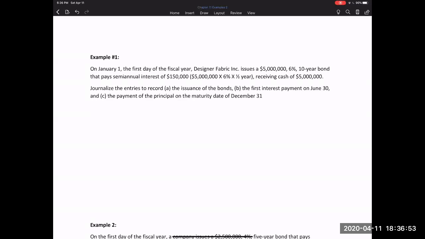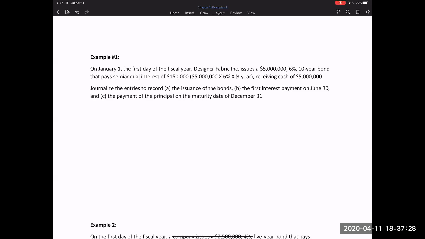It says on January 1st, the first day of the fiscal year, Designer Fabric Inc. issues a $5,000,000 6% 10-year bond that pays semi-annual interest of $150,000. And here you see them doing a calculation for you. And they receive cash of $5 million. So it's asking us to journalize the entries to record the issuance of the bond, the first interest payment on June 30th, and then C, the payment of principal on maturity date of December 31st.